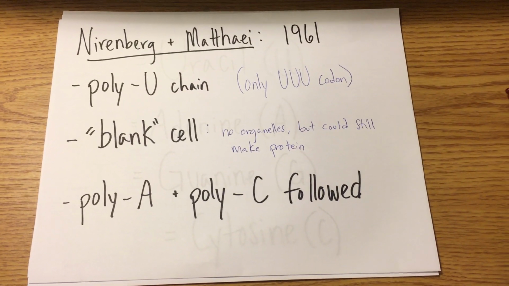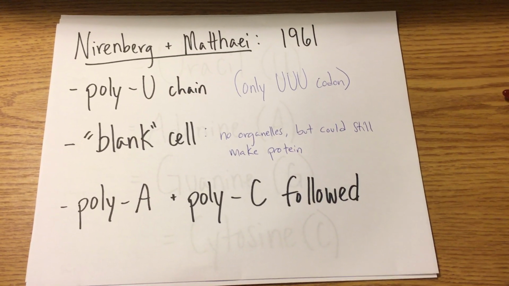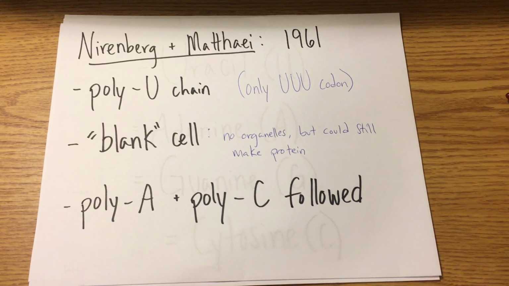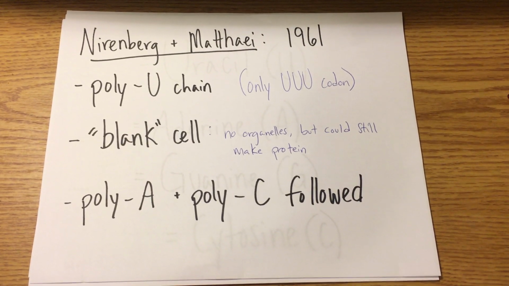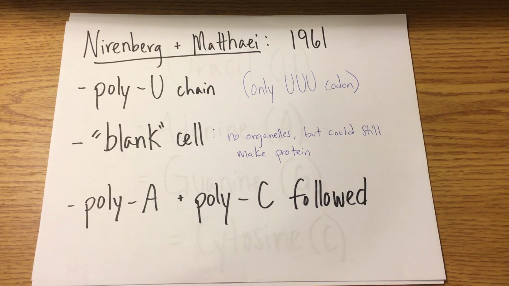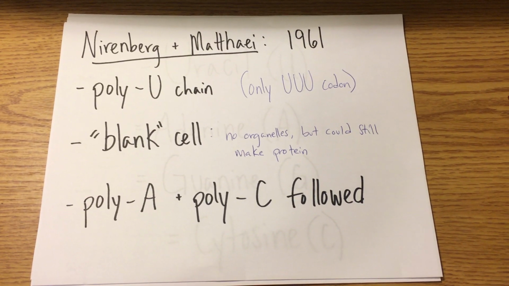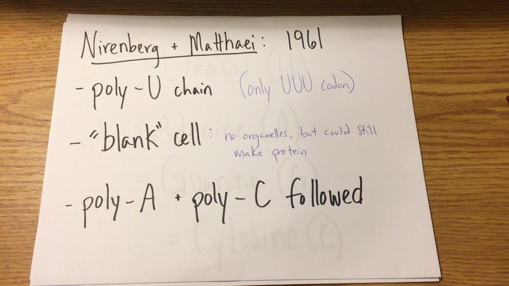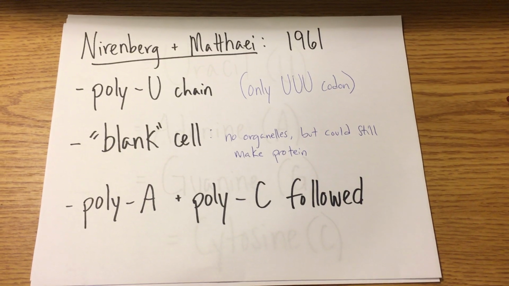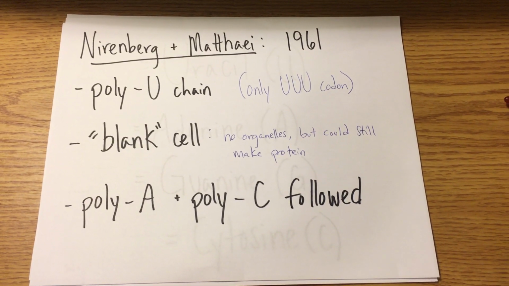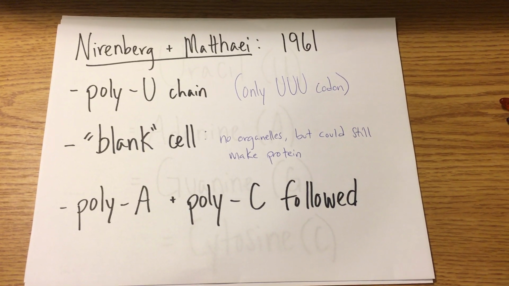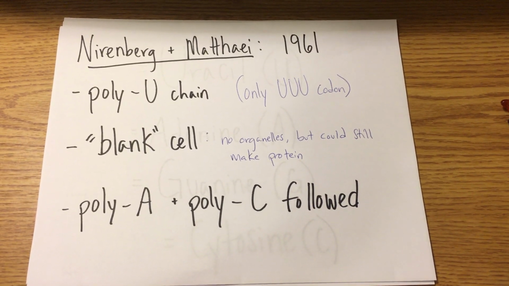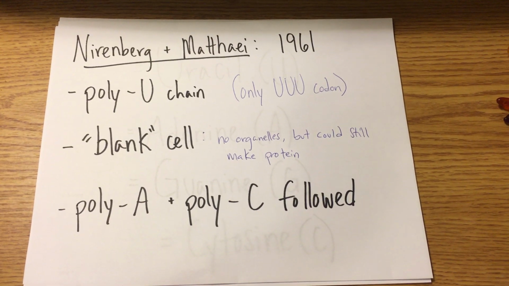The first experiment by Nirenberg and Matthaei happened in 1961 using a poly-U chain, which obviously only gave us the codon UUU. We did that with a blank cell, so it had no organelles or anything like that, but it could still make the protein, and also a poly A and a poly C chain once we had gotten the results that we wanted from the poly U chain.